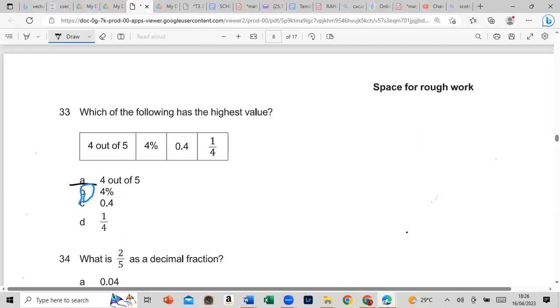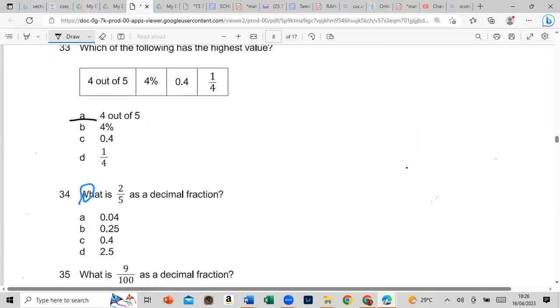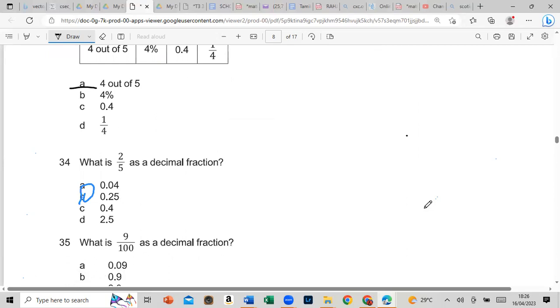All right, 34. What is 2/5 as a decimal fraction? 2.5. All right, thanks. Everybody agree that it's B? 2.5, sir. 0.4. Yes, sir, 0.4. All right.